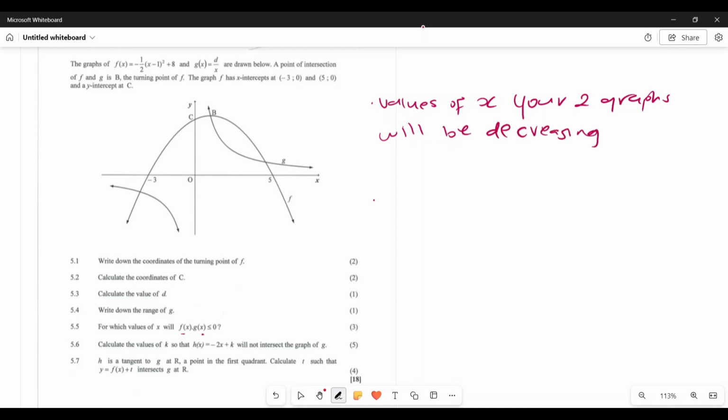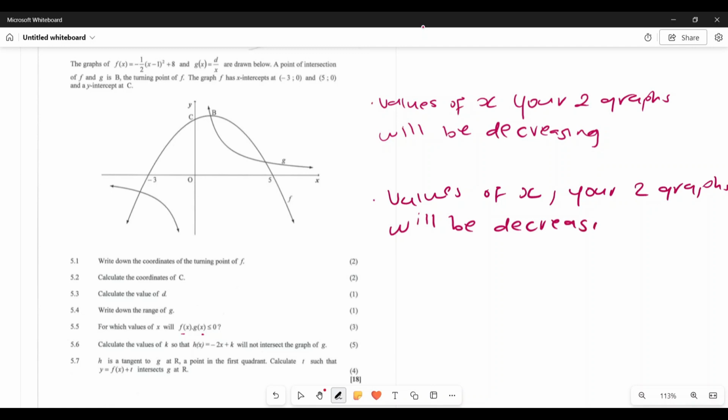And also, they want values of x whereby your two graphs would be decreasing and also be below your x-axis. So this is what we're trying to identify. Values of x for which these two graphs are decreasing, as well as values of x for which these two graphs would be decreasing and also be below your x-axis.